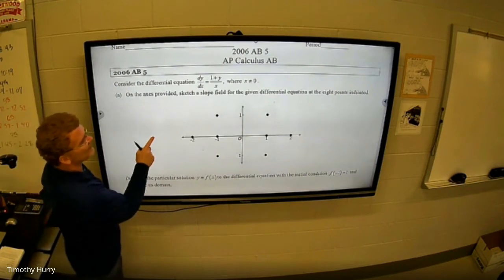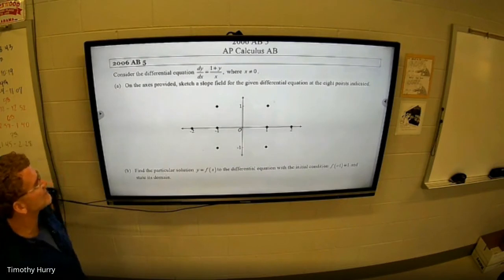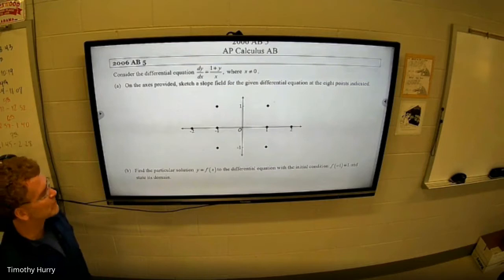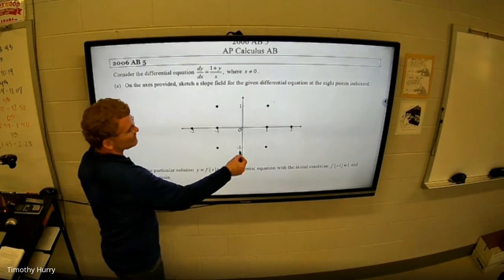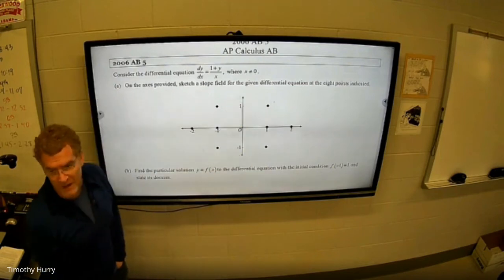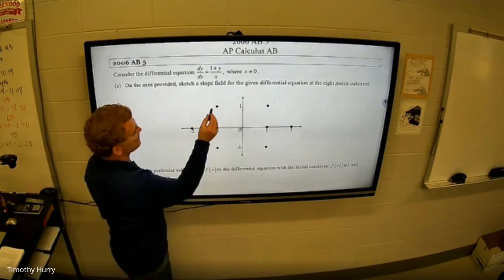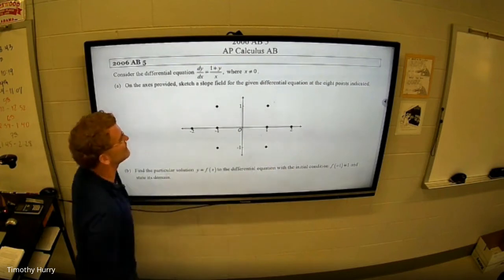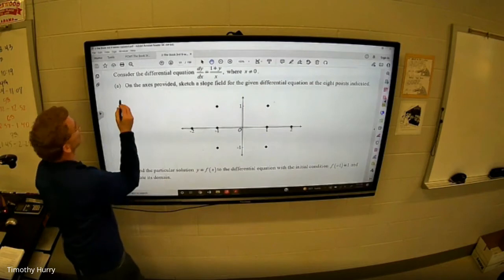All right, 2006. It says dy/dx equals 1 plus y over x, where x can't be 0, on the axes provided. Sketch a slope field for the given differential equation at the 8 points. Notice, look, there's nothing along here. Don't come in here and sketch junk there, because if you do something that the reader doesn't like, then you get counted off. You want those 4 dots, those 4 dots. So starting at -2, 0, you need to make a little chart. Knock yourself out.